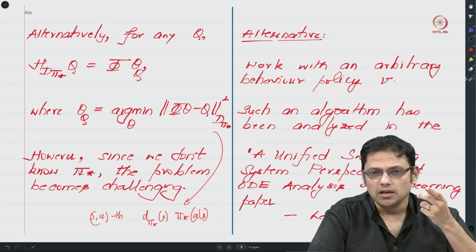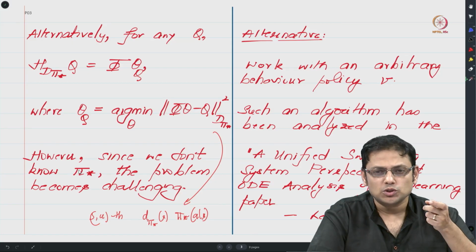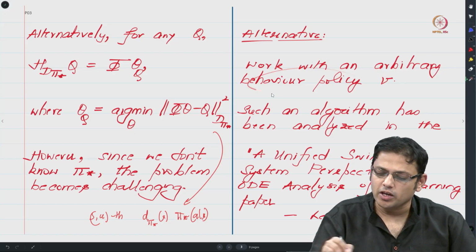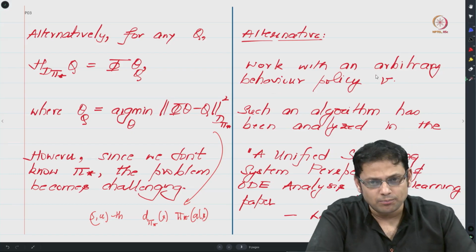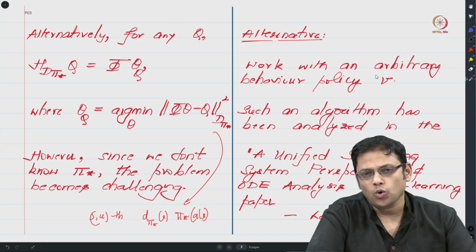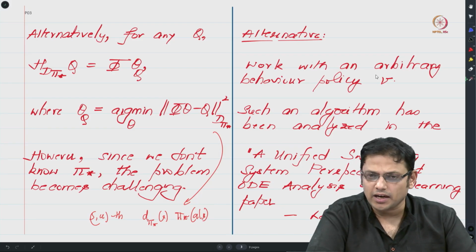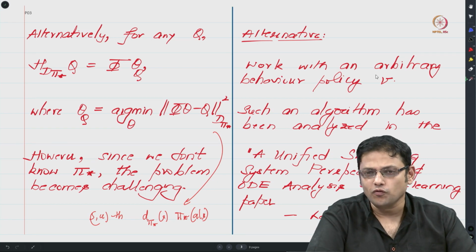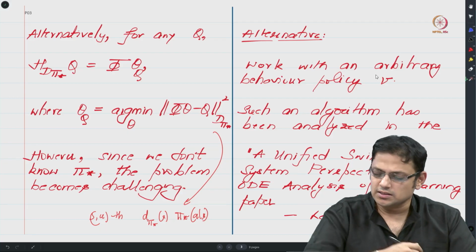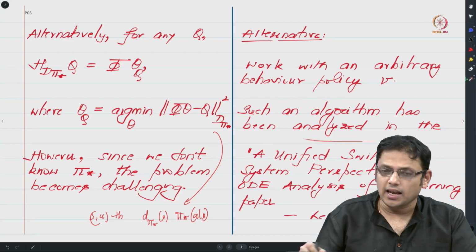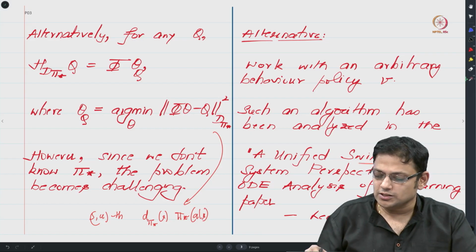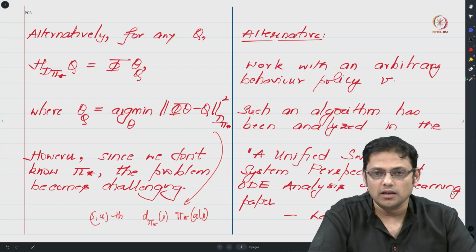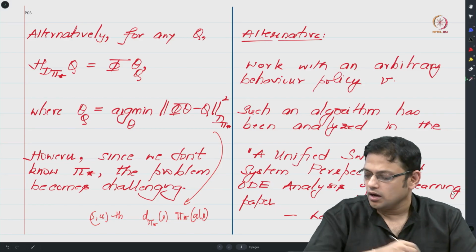So now the question is, with which policy should we interact with the environment. One possibility is that we can pick some arbitrary behavior policy nu, like we did in the tabular Q learning case, and then hope that whatever algorithm we come up with manages to find a good enough estimate of q star. Such an algorithm has indeed been analyzed in the paper called A Unified Switching System Perspective and ODE Analysis of Q Learning by Donghwan Lee and Niao He from 2020.